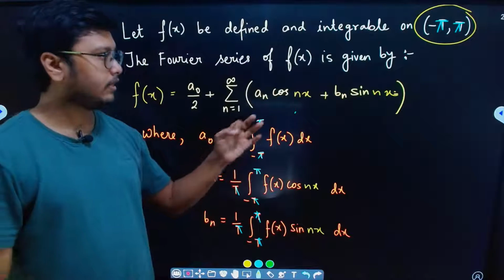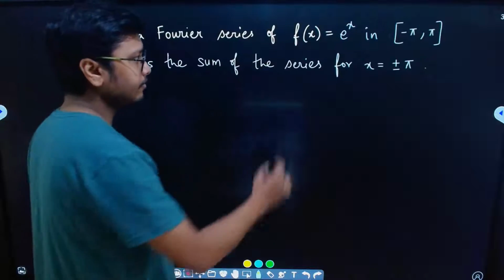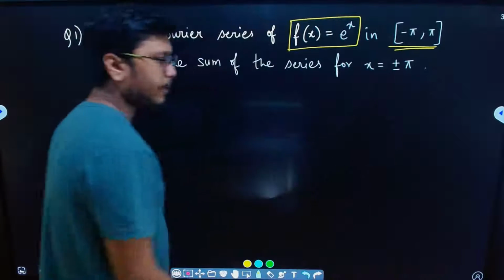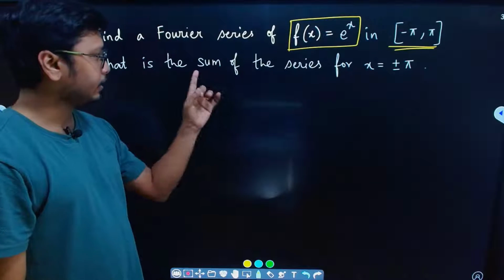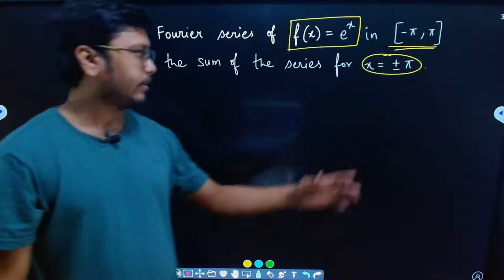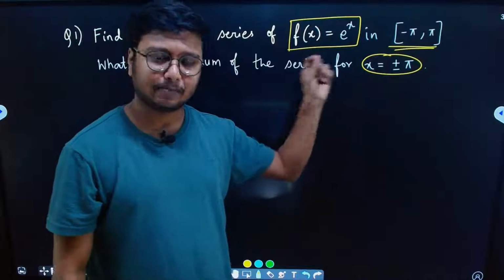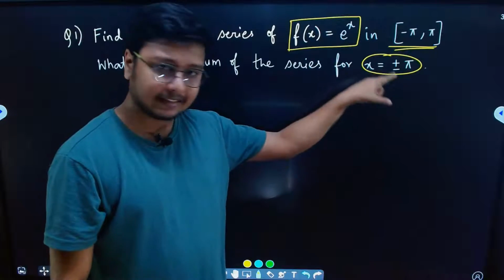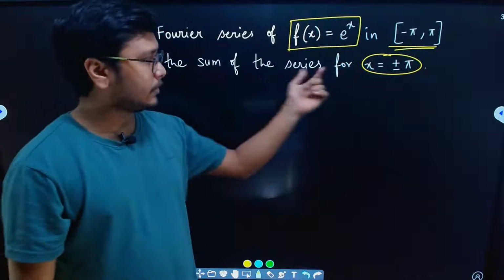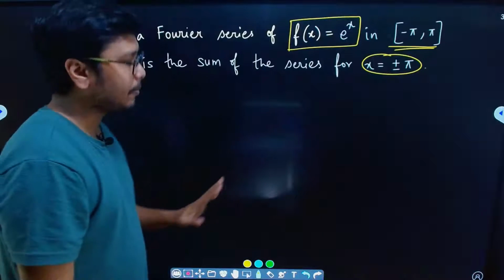Now I'll start solving one question. Let's say this is the function given, f(x) equals e to the power x, and as I told you, the range is going to be minus pi to pi, and then I need to find the sum of the series at the end points of the given interval. The interval is minus pi to pi, so I need to find the sum at the end point. There's a specific formula for finding the last part. I'll come to that later on. If it is asked to find the sum of the series at the end point of the given interval, there is a specific formula to use. So I'm coming to that later.